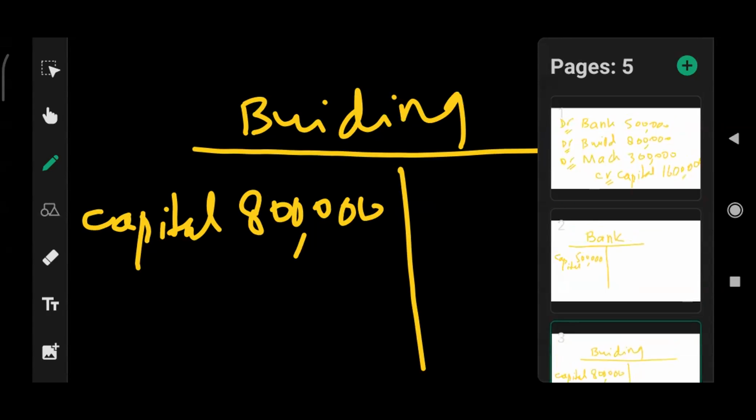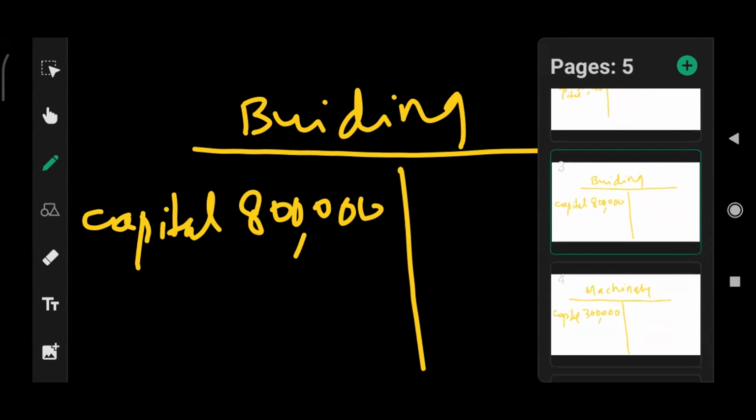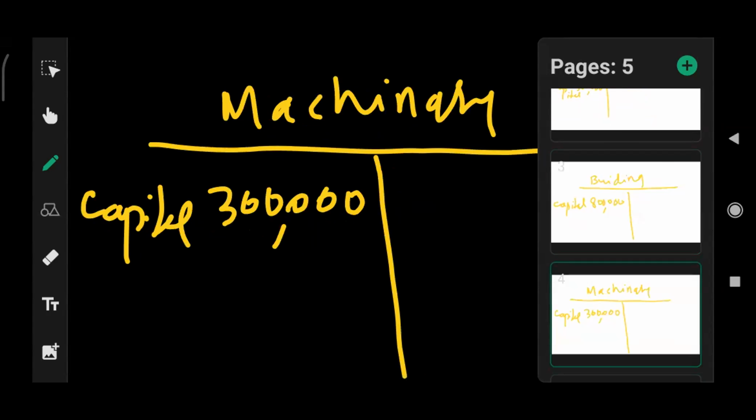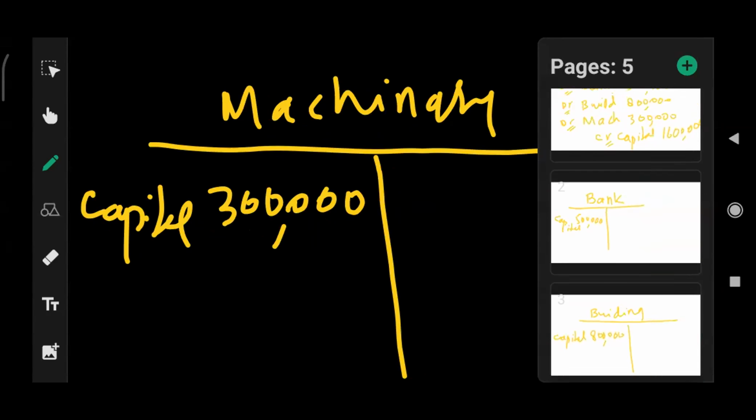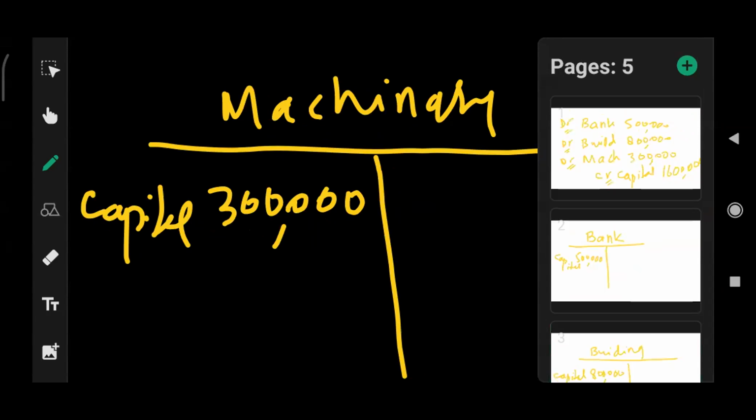My third entry was debit machinery 300,000. So I opened the account of machinery, wrote debit 300,000 on the debit side, and wrote capital with it because its corresponding credit entry was capital. These three debits are posted.